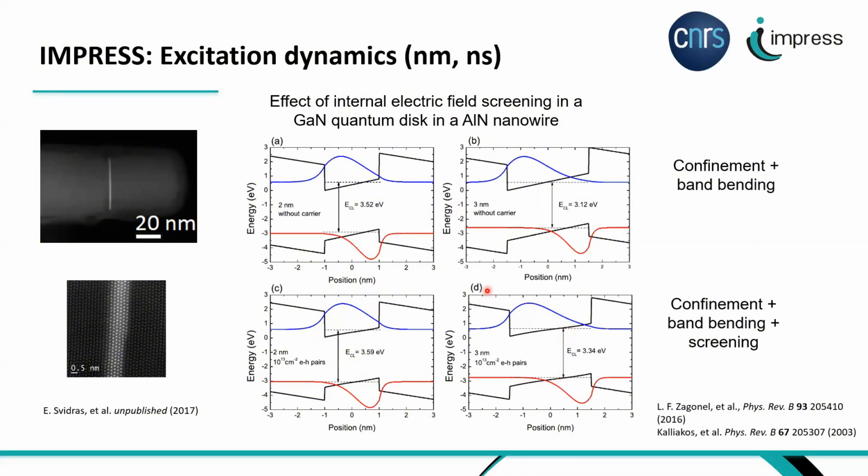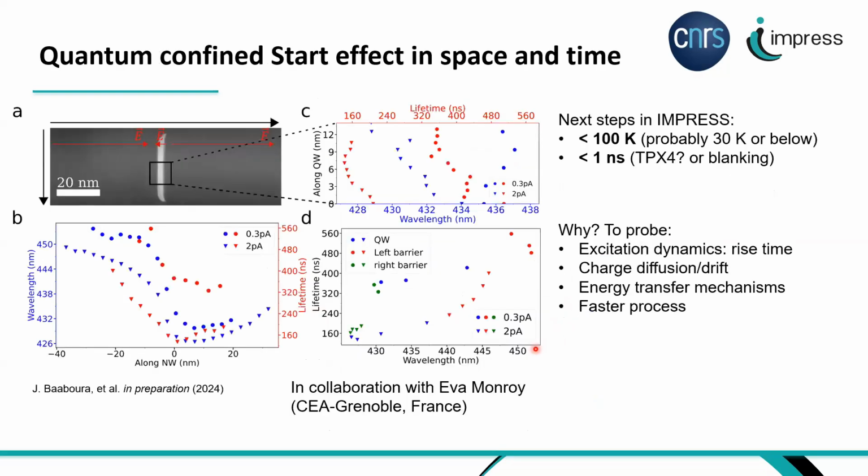And on top of that, I forgot to say, because the electrons and holes are separated in space, their wave functions have small superposition, and the transition rate decreases. So when you screen the internal electric field, you actually increase the transition rate. So you have a blue shift and an increase in the transition rate. So that's what we have been doing within IMPRESS.